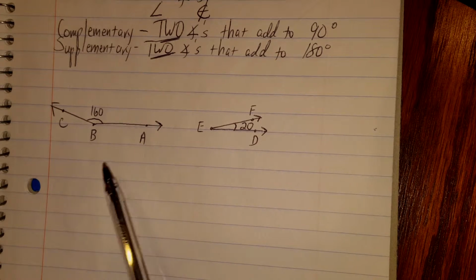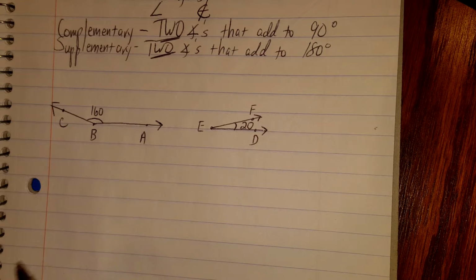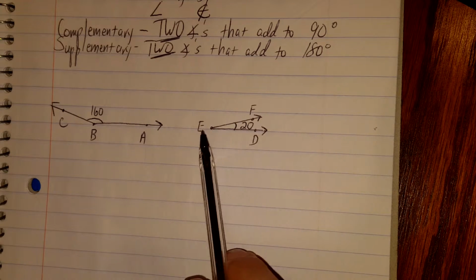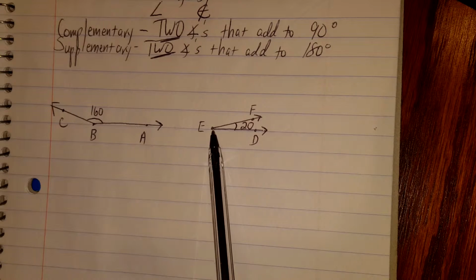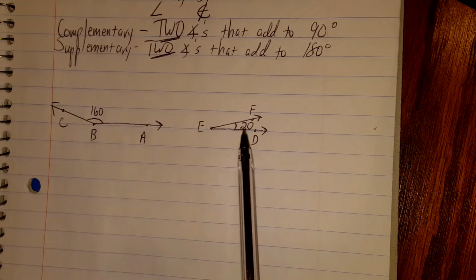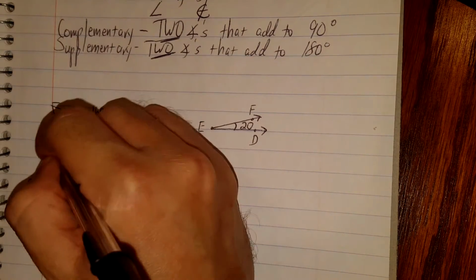Okay, given these two angles, we can call this CBA if we want. We could call it ABC. It doesn't matter. Either one is fine. Same with this one. We could call this angle DEF or FED. You could even call this just angle E. You can name an angle just by its vertex as long as there's no other angles that would potentially be angle E.